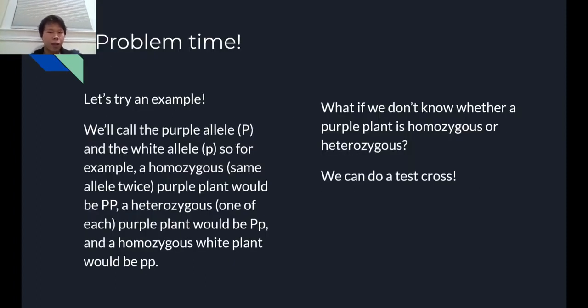And I guess I'll hand this over to future Alan to go over this problem with you. So this is an example problem where we're going to see both why there's a 3-to-1 ratio, and also how we tell what the genotype is if we only know the phenotype, that a plant is purple.